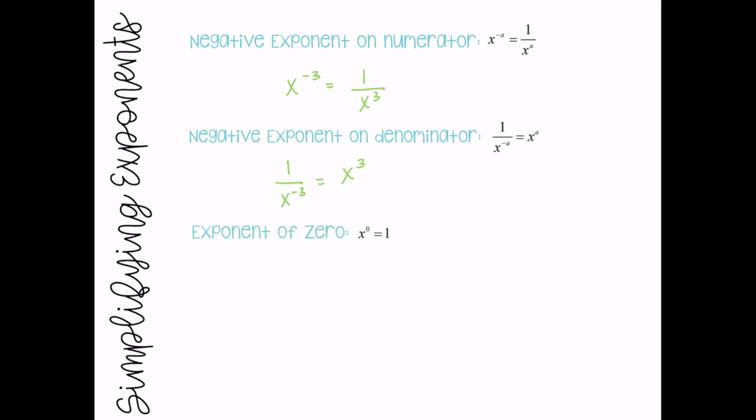Now, anytime you see a 0 as the power, your answer will always be 1. So if I have 5 to the 0 power, immediately I know my answer is 1. Pretty simple, pretty quick, easy there. And if I have a 1 on the exponent, well, then my answer is just whatever that base was. So if I have 5 to the first power, then my answer is just going to be 5.